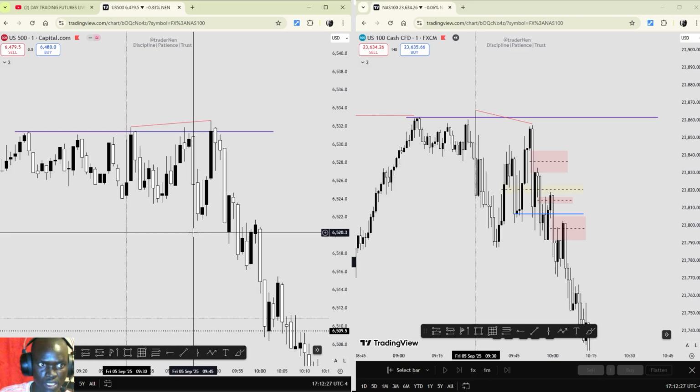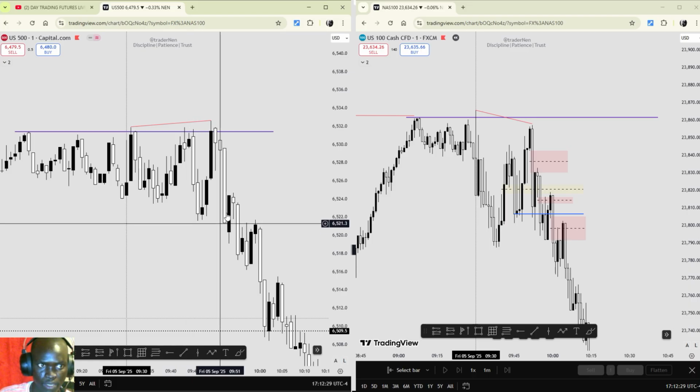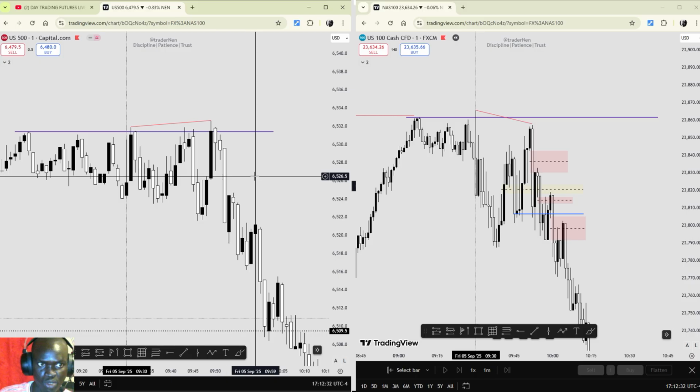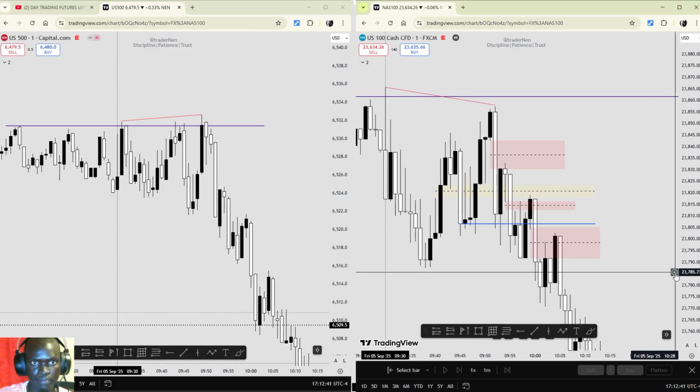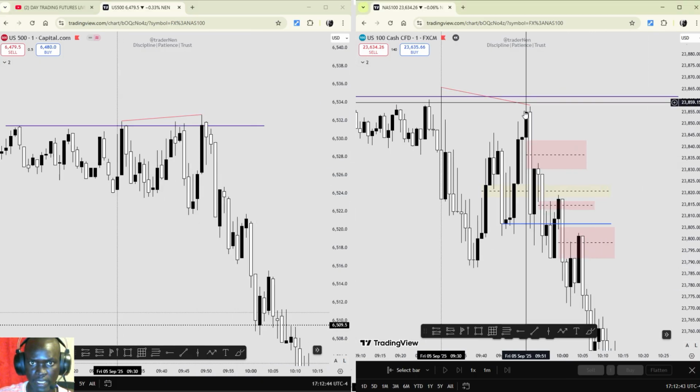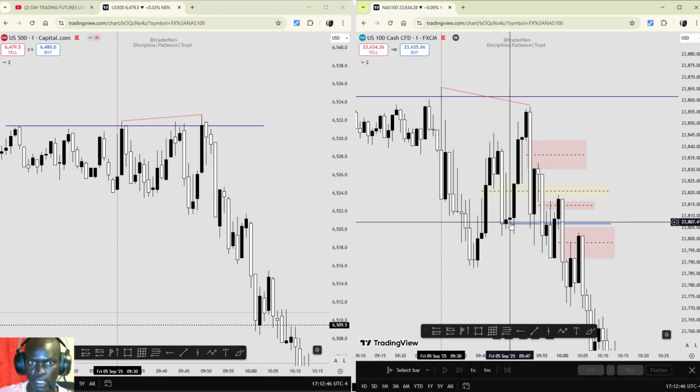I would like to see this low being broken out of, right? And then I'll look for a fair value gap to trade into. But look at NASDAQ, the same thing happened. Since we already know the sweep happened, and the sweep did not happen here, I would mark the low that the sweep happened. So the low is here and the low is here.